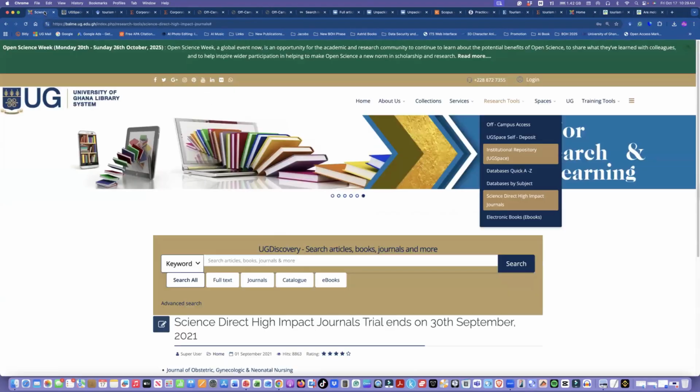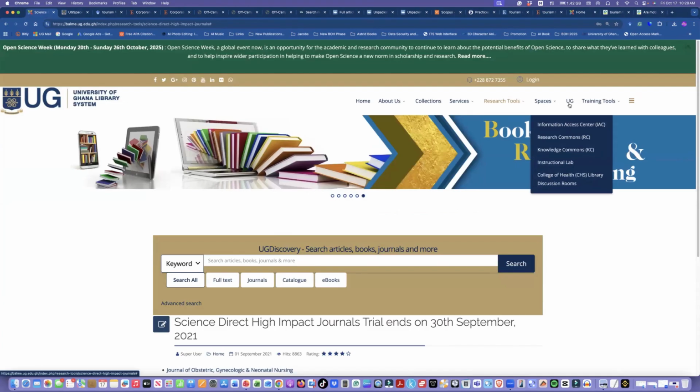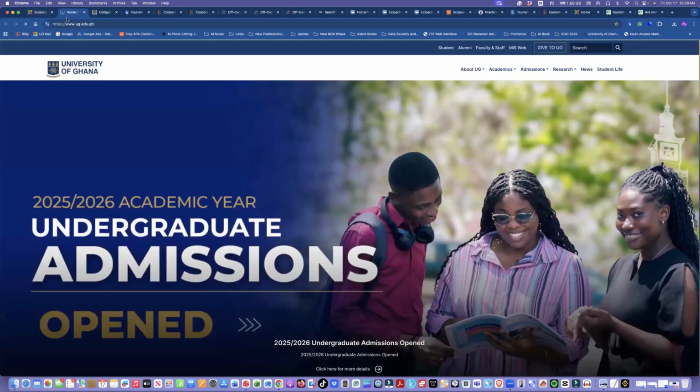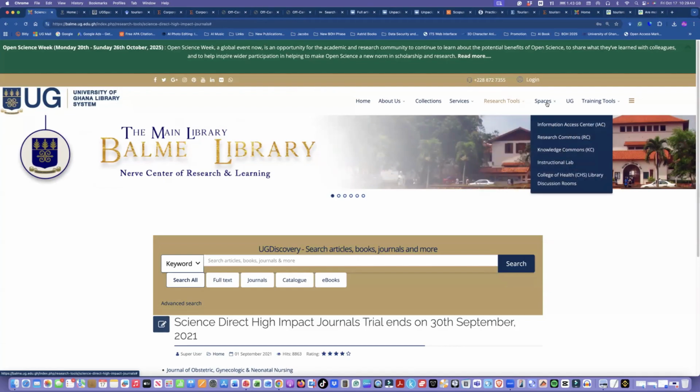Let me see whether... the one for the thesis. Do you know the name of the one for the thesis, because I'm not a student? Which one, please? The one for the thesis. UG space. The same UG space.